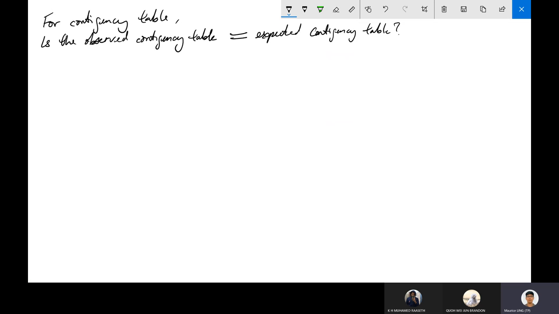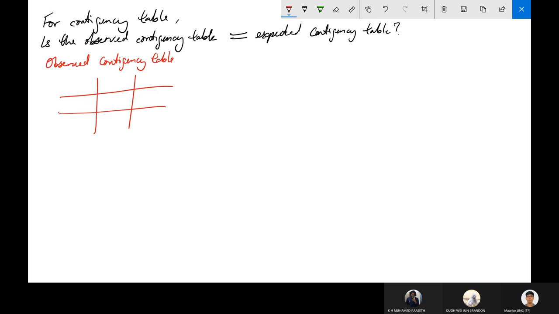So let's say we do your observed contingency table. The observed contingency table will look something like this. Okay. So this is your exposure, positive and negative, and outcome, also positive and negative. Okay. So this is a standard 2x2 contingency table. So you have four values here. We call these A, B, C, and D.